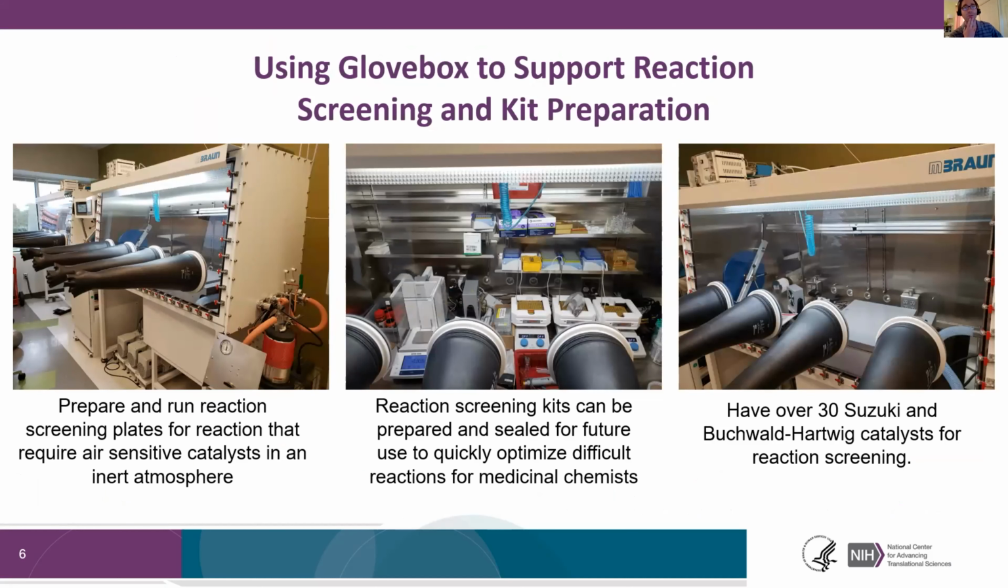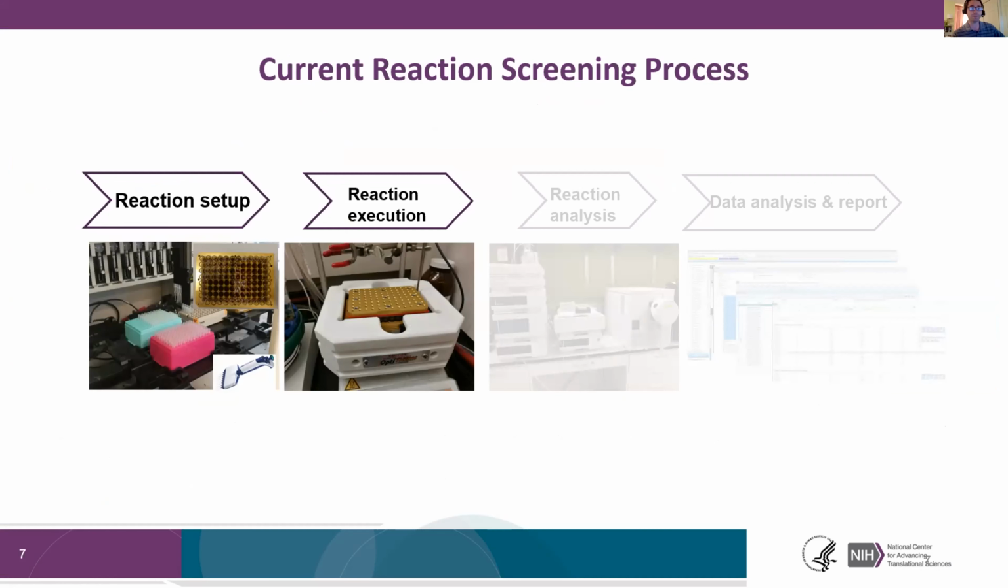In concert with the Junior, we are using a glove box to support the reaction screen and kit preparation. The glove box is for the air and water sensitive reactions that we would want to run. There are 3 different reactors in the glove box and a speed vac as well. We also have over 30 different Suzuki and Buchwald-Hartwig catalysts already loaded in the glove box.